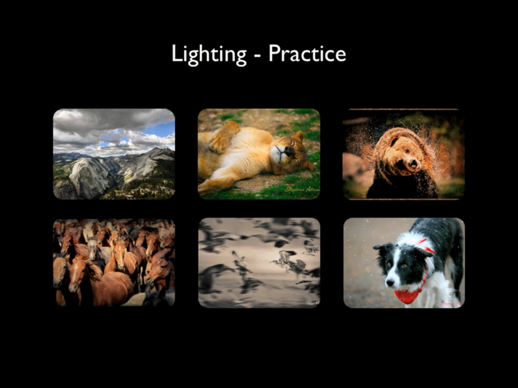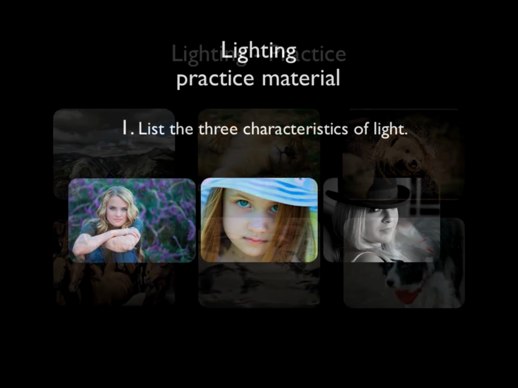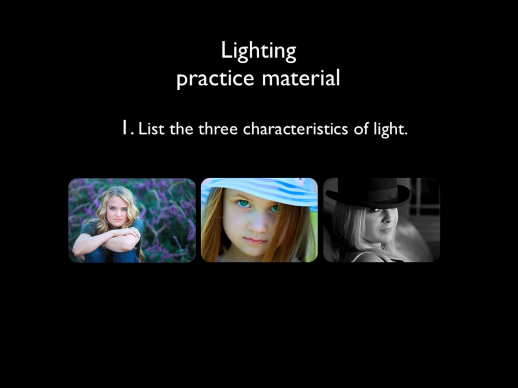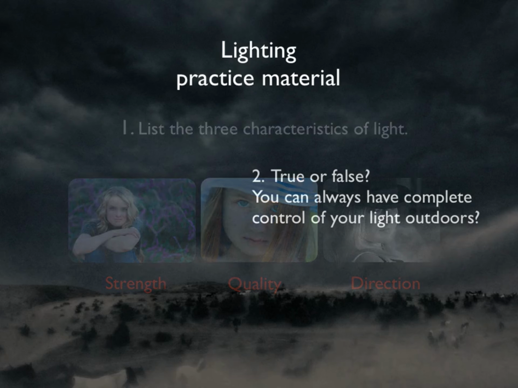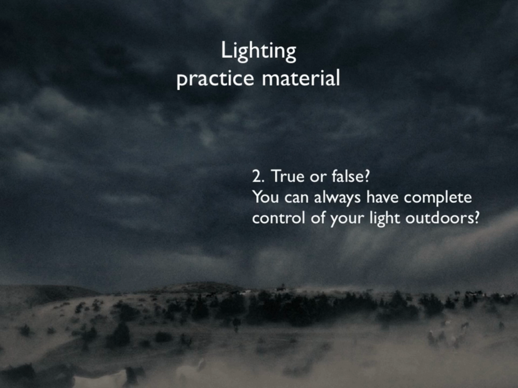Lighting practice. Number 1. List the 3 characteristics of light: strength, quality, direction. Number 2. True or false? You can always have complete control of your light outdoors. False.